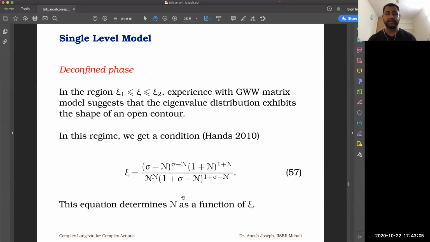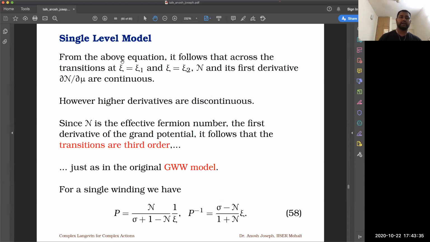So let's look at the region in the middle, which is the deconfined phase. When the parameter psi is between psi1 and psi2, the two transition points, it goes through a Gross-Witten-Wadia phase transition. The eigenvalue distribution exhibits the shape of an open contour. So we get this particular condition, which connects the parameter with the fermion number. So we can compute the fermion number in this way. This was derived in this paper by Simon Hands and collaborators.